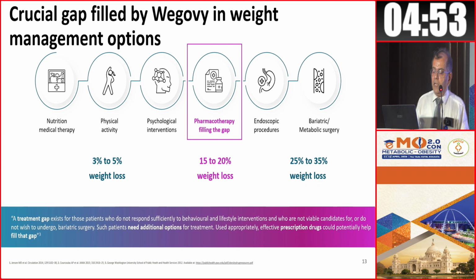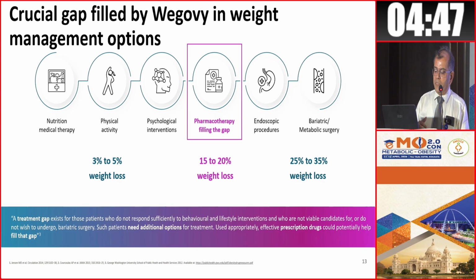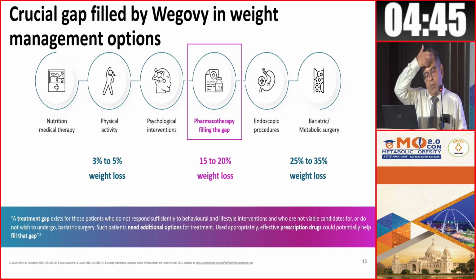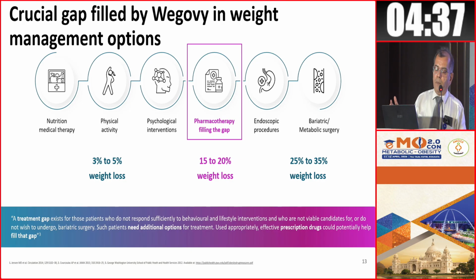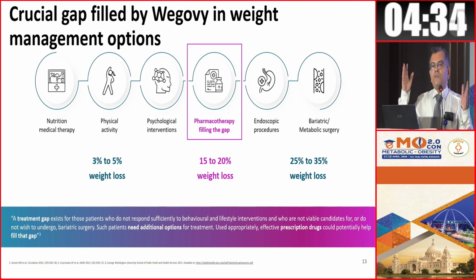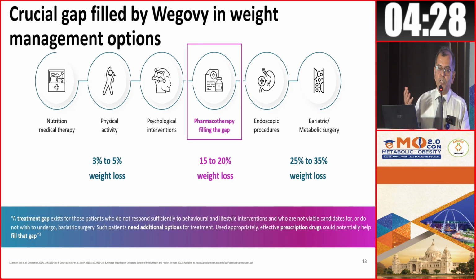As we all know, the medical nutrition therapy, physical activity and psychological interventions, obviously they do help in the lesser degrees of obesity, but they can contribute at best to 3 to 5% weight loss. As soon as we need to go for a higher degree of weight loss between 25 to 30%, you have to think about a bariatric surgery. So there was always this gap for people who needed between 15 to 20% weight loss, and for them, the GLP-1 or the GLP-GIP are the best ones which we can use.